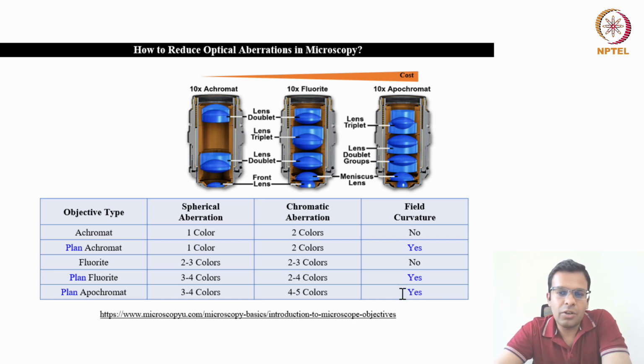So if money is not a concern, you should always go for plan apochromat objectives because they are corrected for 3 to 4 colors, and the chromatic aberrations are corrected for 4 to 5 colors, and they are also corrected for the field curvature. But if money is the constraint, then you should go for any of these achromat or fluorite or plan achromat or plan fluorite objective lenses.